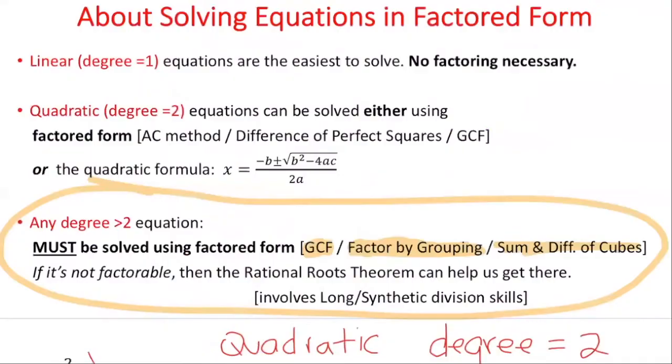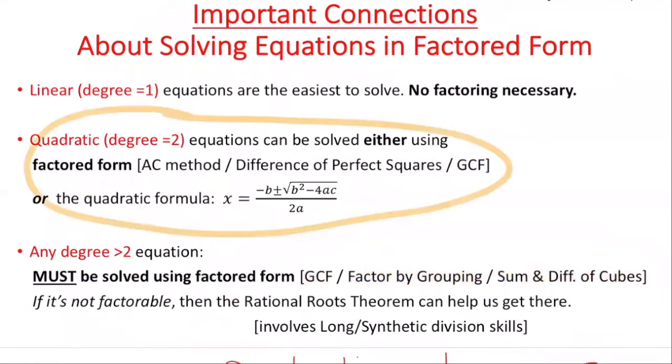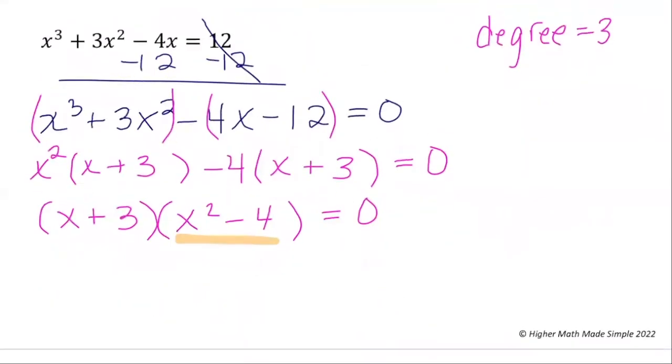So just really quickly, in a quadratic scenario, the three factoring methods are: you could take a look if it's the AC method, you could see if it's difference of perfect squares, and you could check if you can take out a greatest common factor. In this particular case, this is a difference of perfect squares. If you're a little iffy on this method, you could take a look at my difference of perfect squares factoring video in the description below.